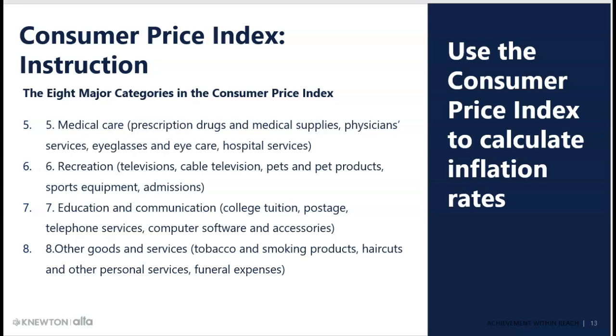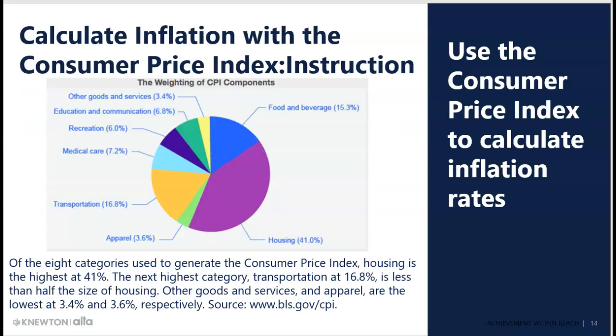So if that is still in there, maybe even though it starts in 1984 or whenever, that's probably pretty valid still. Other goods and services, tobacco, smoking products, haircuts, other personal services, funeral expenses, all of those are wrapped into this 8th category. And they weigh the categories differently because, let's face it, we spend more on food in our life than we do on recreation. And hopefully more than you spend on medical care too.